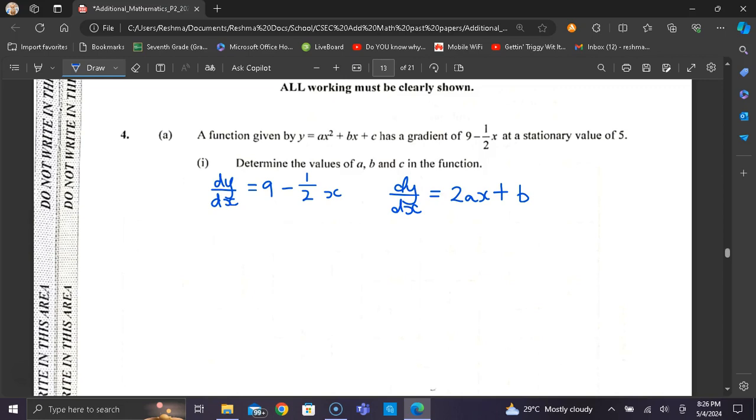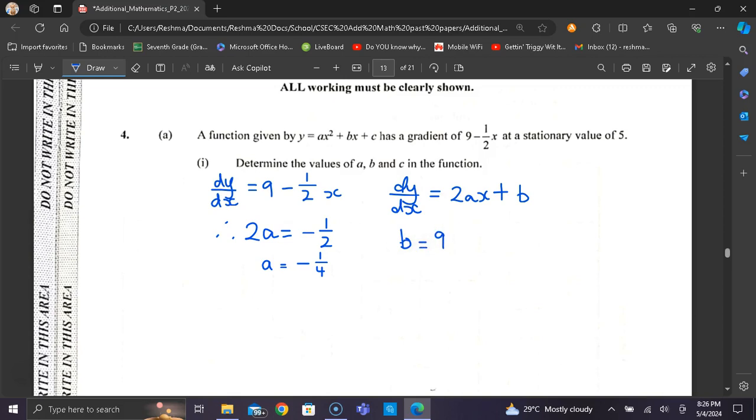So if dy dx is equal to 9 minus a half x and also 2ax plus b, we could compare coefficients of both expressions. The coefficient of x is 2a, which will be equal to negative a half. So a will be negative a half divided by 2, which is negative a quarter. Comparing the constants in both expressions, we can clearly see that b is equal to 9.